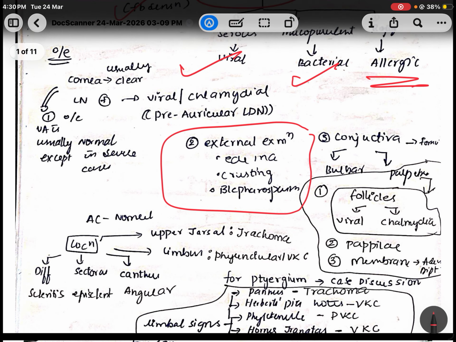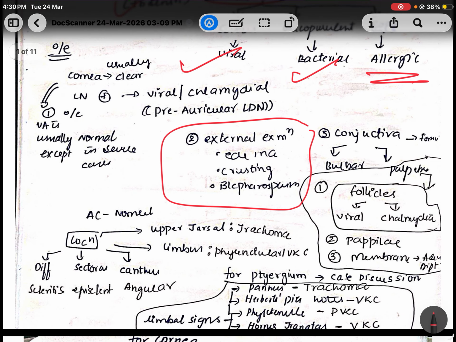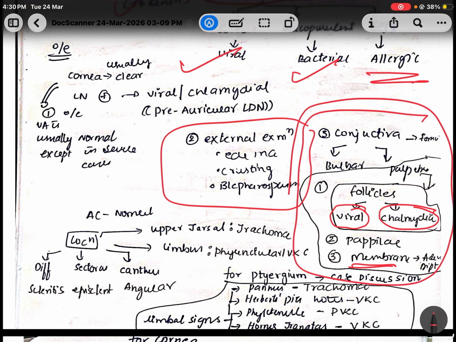The major thing to remember is that if you are writing follicles, you have to write it only for viral or chlamydia. Then you can also talk about papillae, and if you are seeing a membrane, it has to be either bacteria or adenovirus. So this is the main examination finding which you need to write. Based on this, you will differentiate whether it's viral, bacterial, or allergic. That's the major important thing.